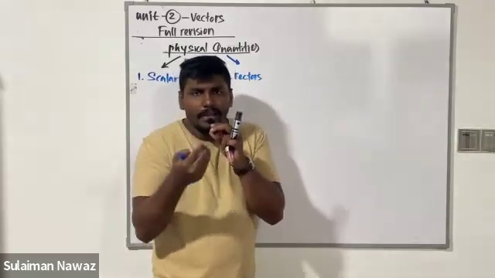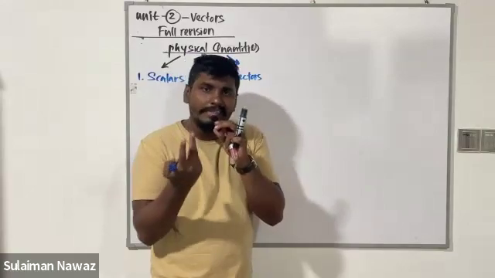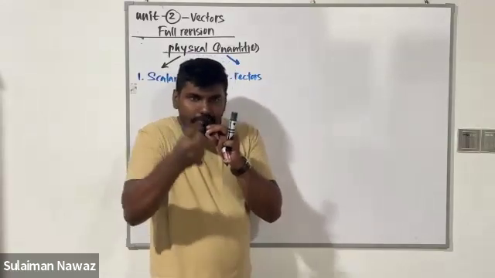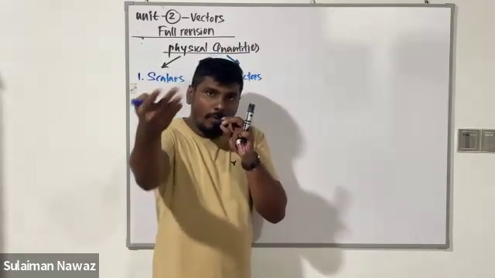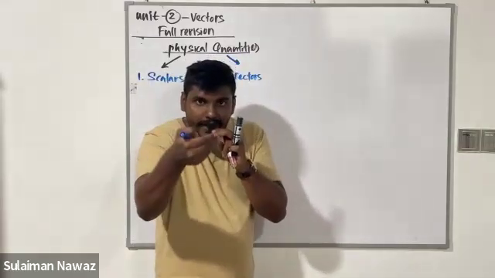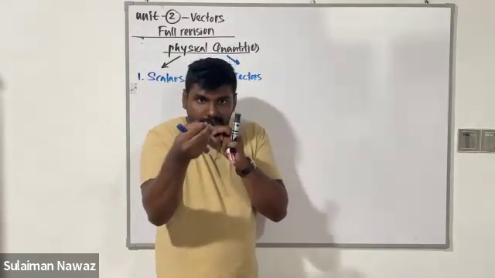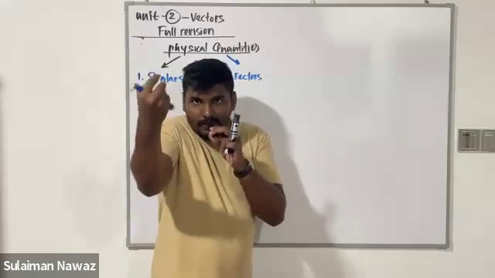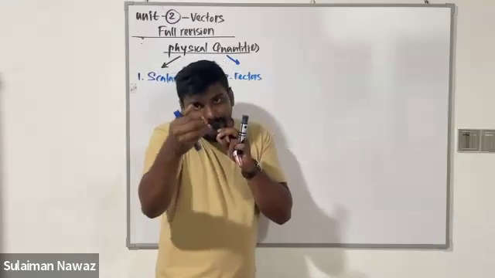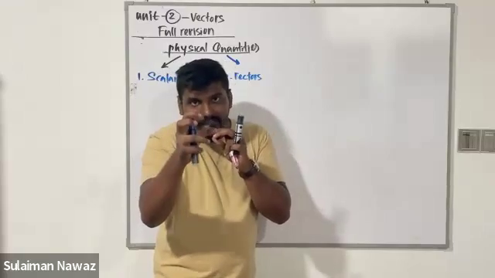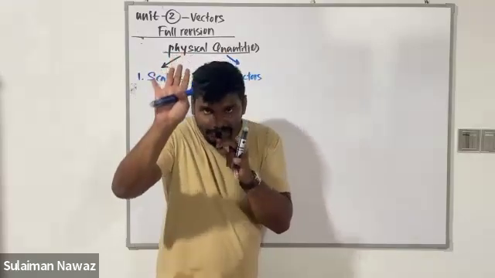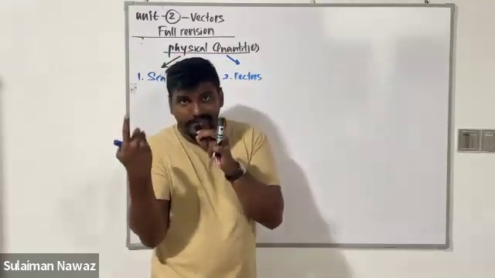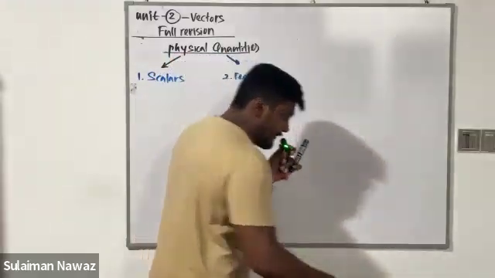For example, mass, then volume, then density. Volume means, I give a bottle to someone and tell them, please fill 5 milliliters of water. Then I am describing the physical quantity volume by mentioning the magnitude, 5 milliliters. Only magnitude is sufficient to describe a certain physical quantity, and that is what we identify as scalars.